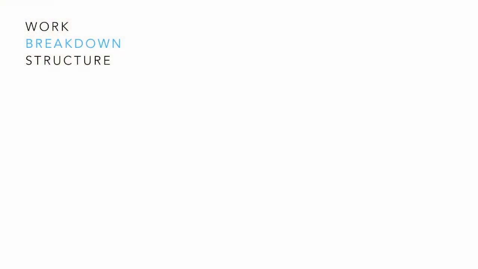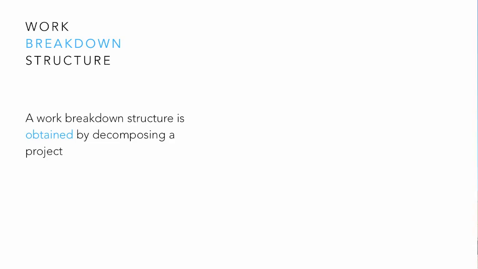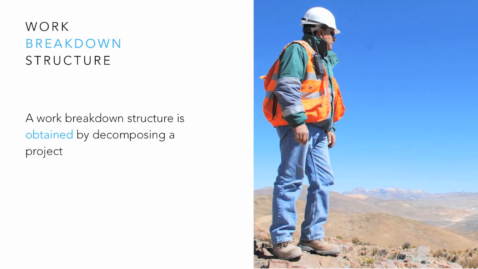Work breakdown structure. A work breakdown structure is obtained by decomposing a project into sub-projects and then into sub-sub-projects, and so on down to the activity or task level. The work breakdown may be represented as a tree diagram.